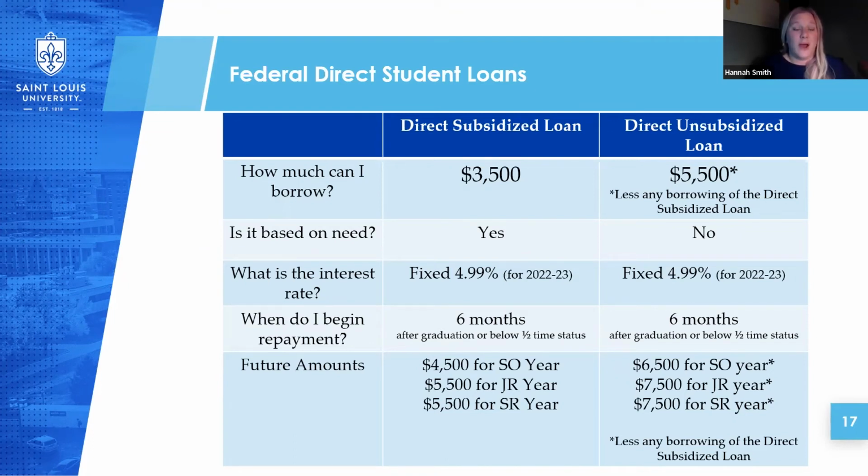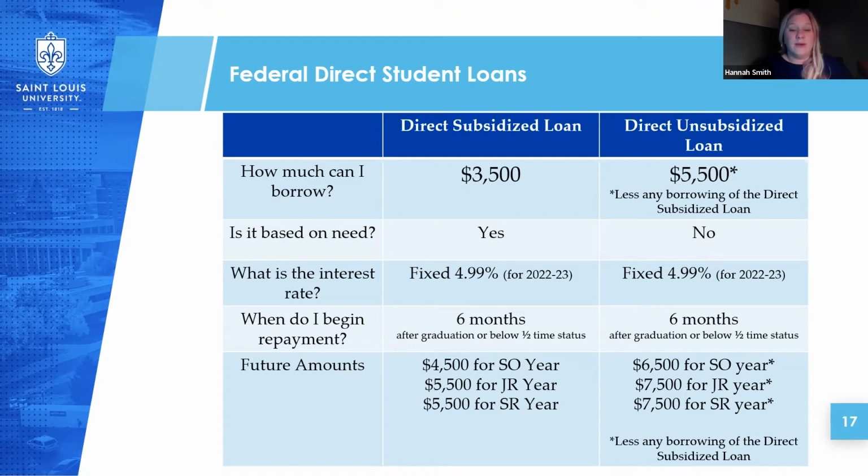Repayment isn't required while you're in school. So you have 6 months after you graduate or you fall below part-time status. So if students were ever to fall below 6 hours in a semester, you would start your grace period of 6 months, and then your loans would kick into repayment 6 months after your grace period began.